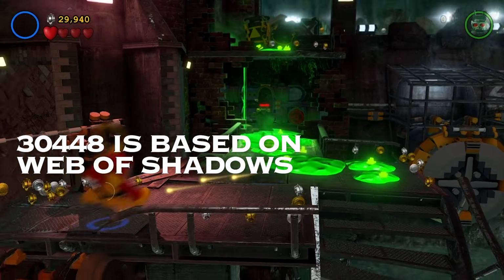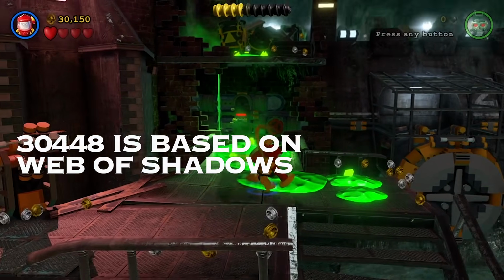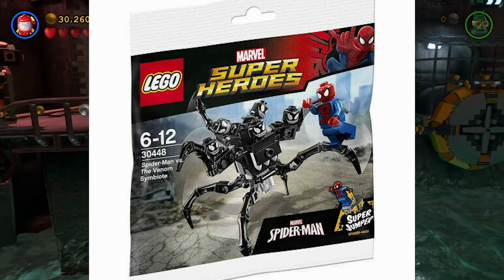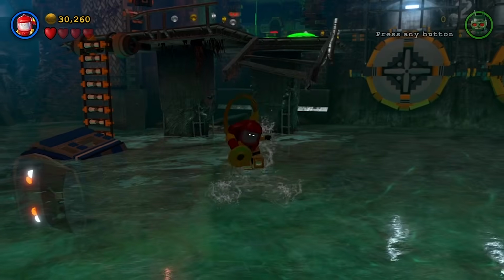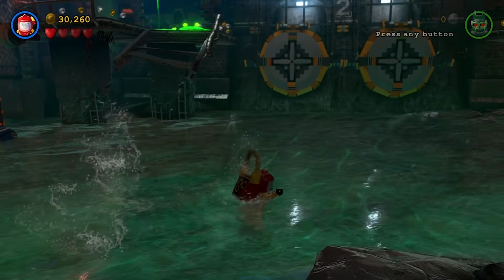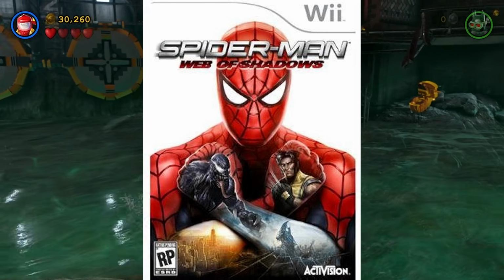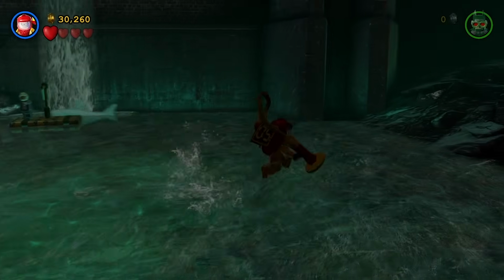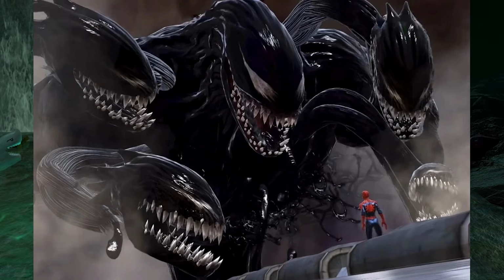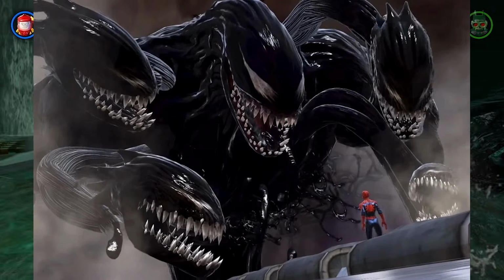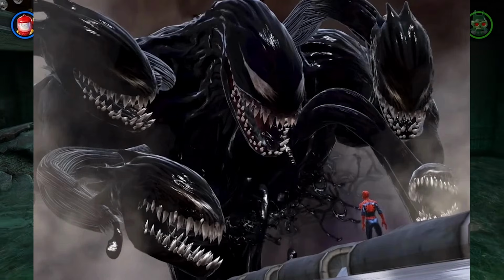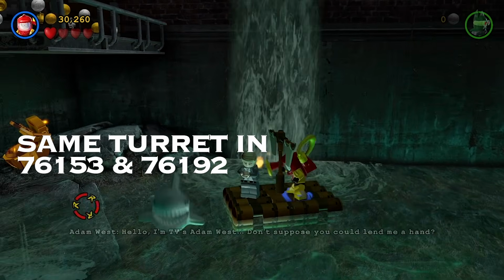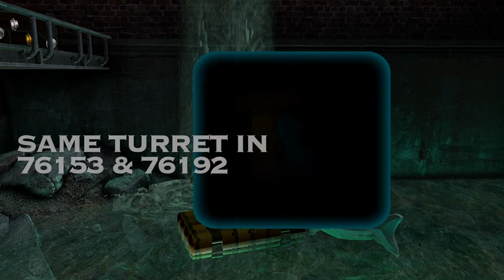30448 is based on Web of Shadows. So Spider-Man vs. the Venom symbiote is this polybag released in 2016. The build in it seems to be based off of Venom's appearance in the 2008 video game Web of Shadows, in which Venom is the main antagonist. You fight him twice in the game, and one instance is against this 5-headed giant symbiote, quite similar to the build in this set.